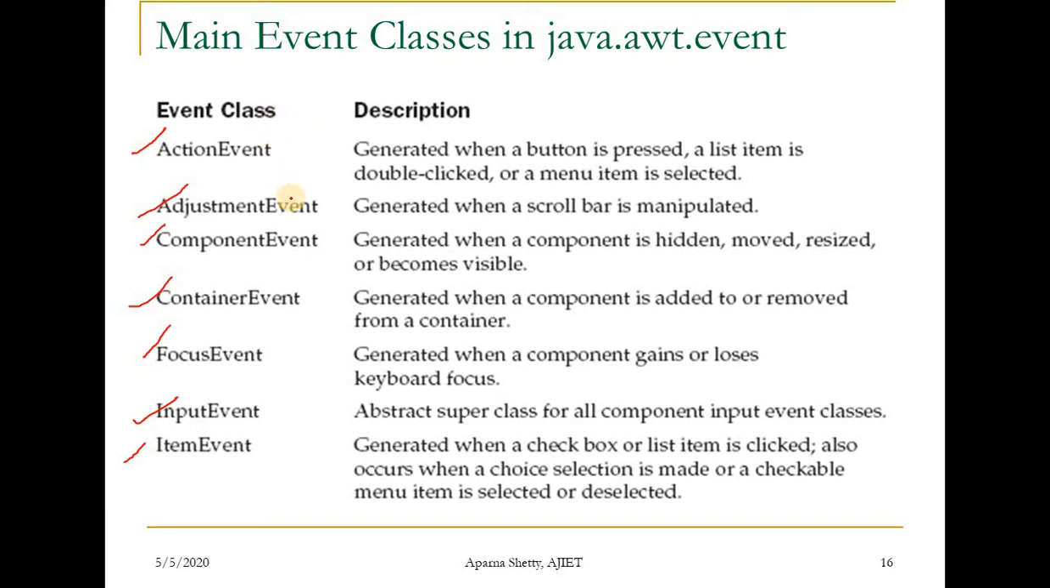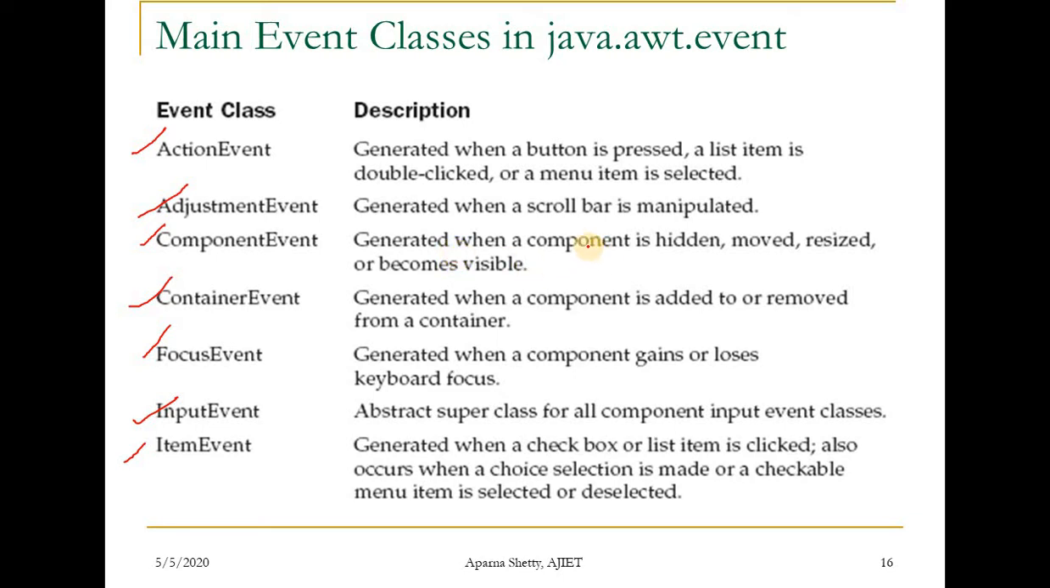Next event class is adjustment event. Adjustment event is generated when a scroll bar is manipulated. So when you make some changes to the scroll bar, that time an adjustment event is generated. Next is component event. Component event is generated when a component is hidden, moved, resized or becomes visible.